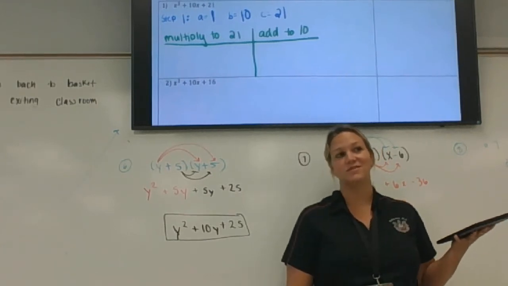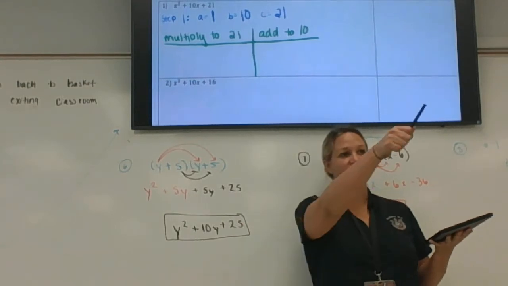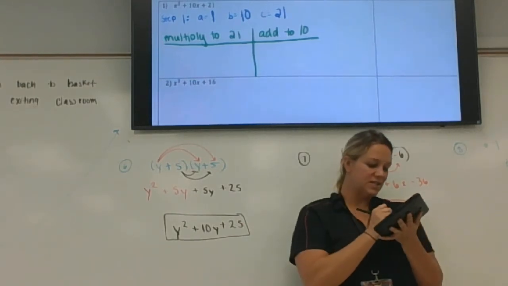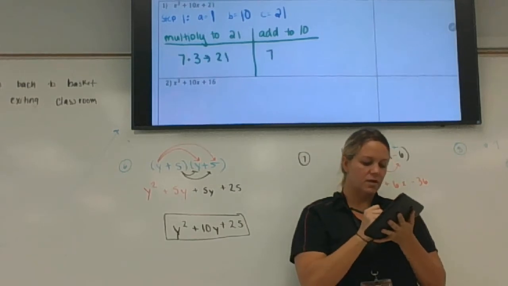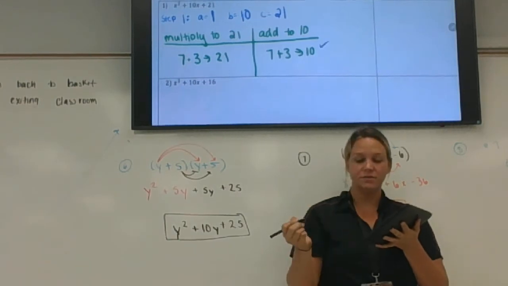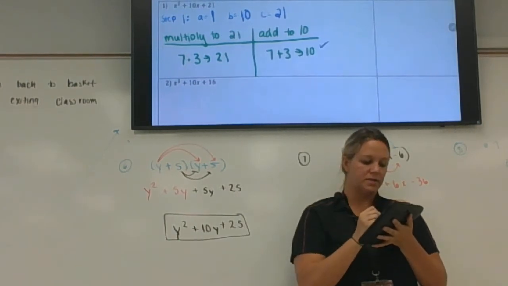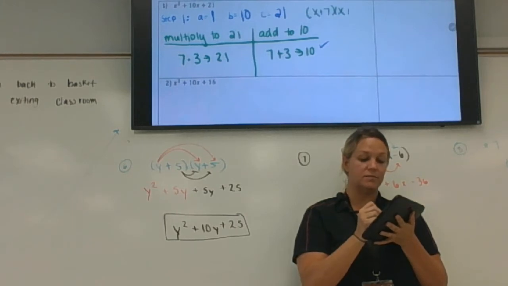This one's number 1 because we've got a whole lot that multiplies to 21. Yes. 7 times 3 is 21. 7 plus 3 is 10. That's our riddle. Our answer, X plus 7, X plus 3, and it doesn't matter what you put first.